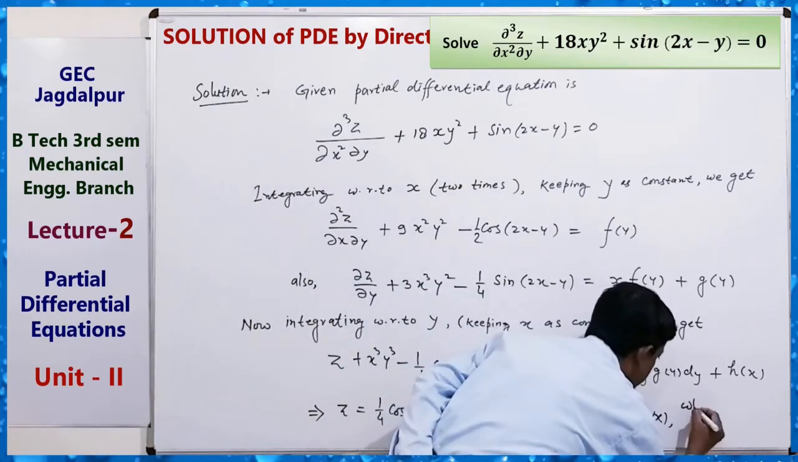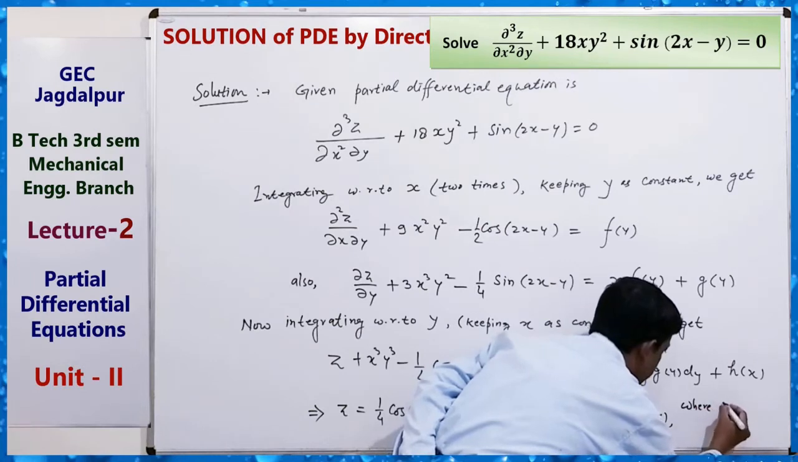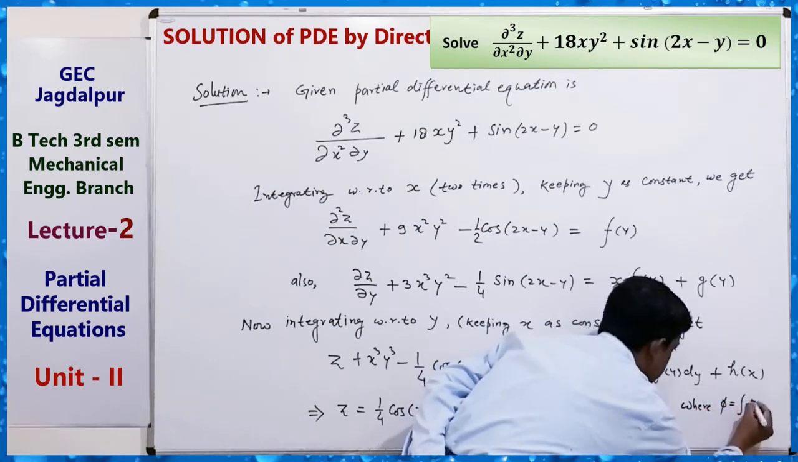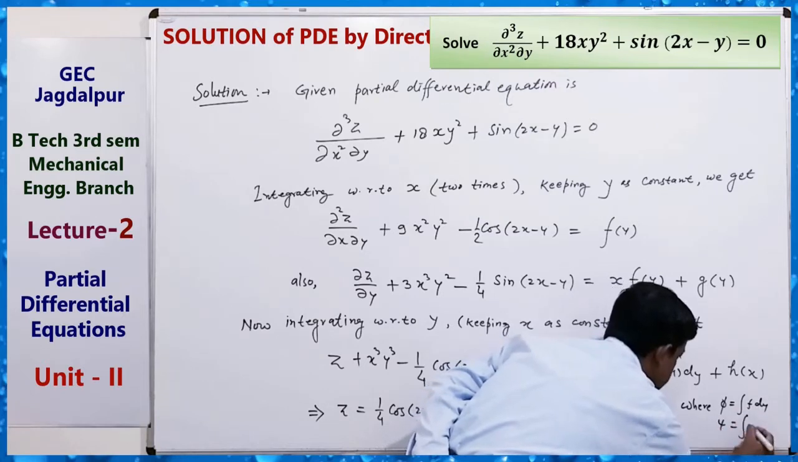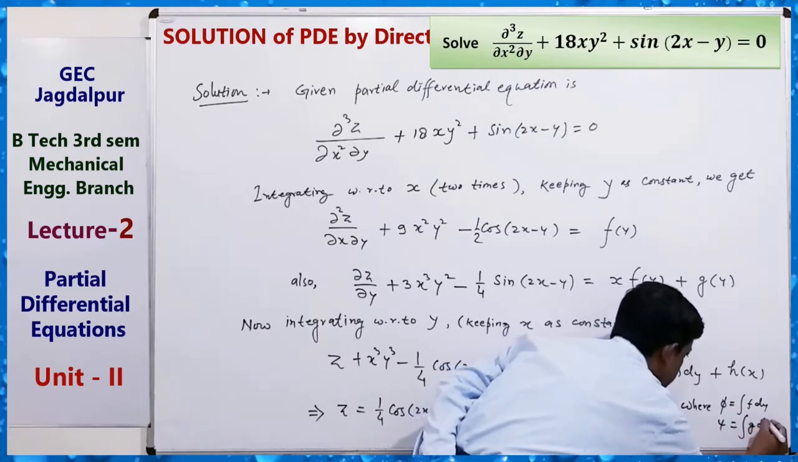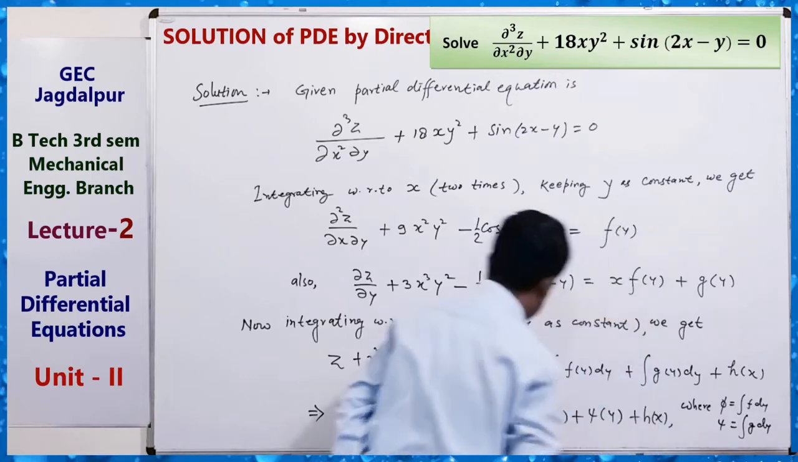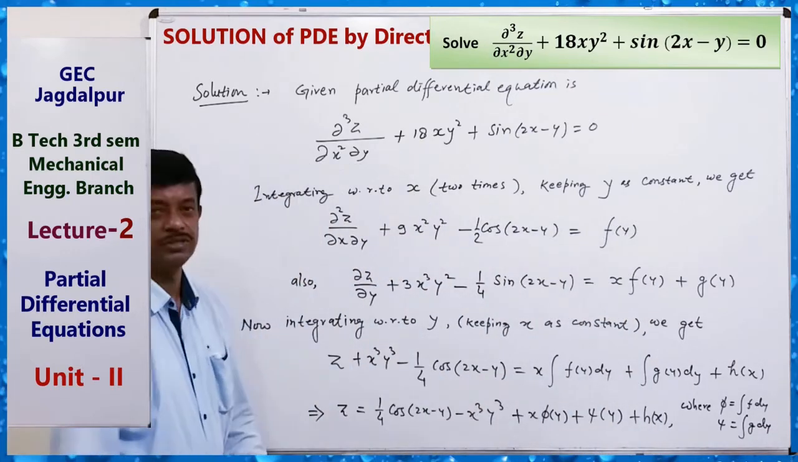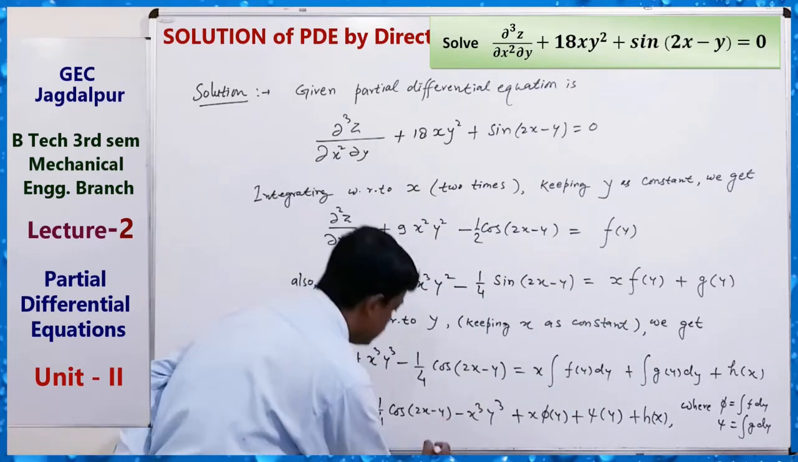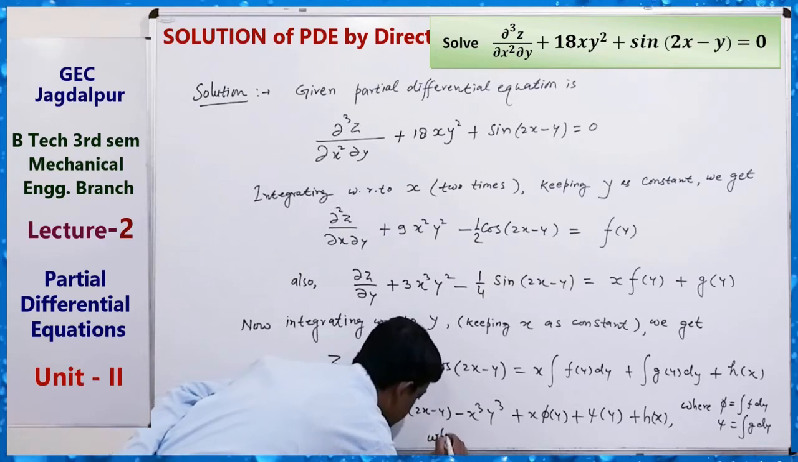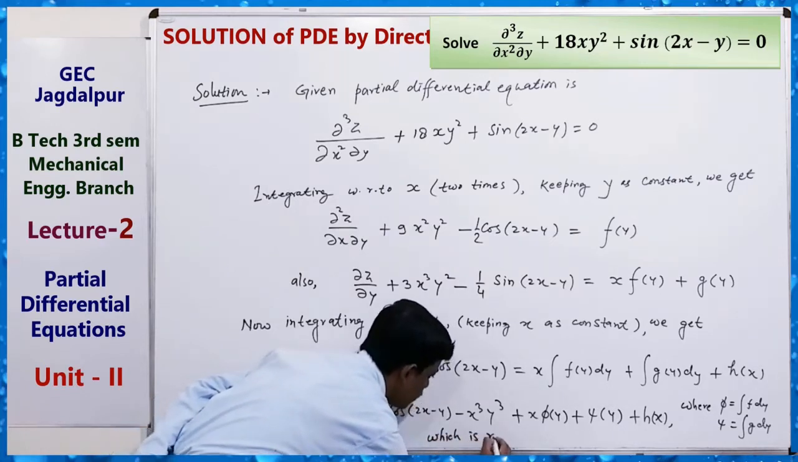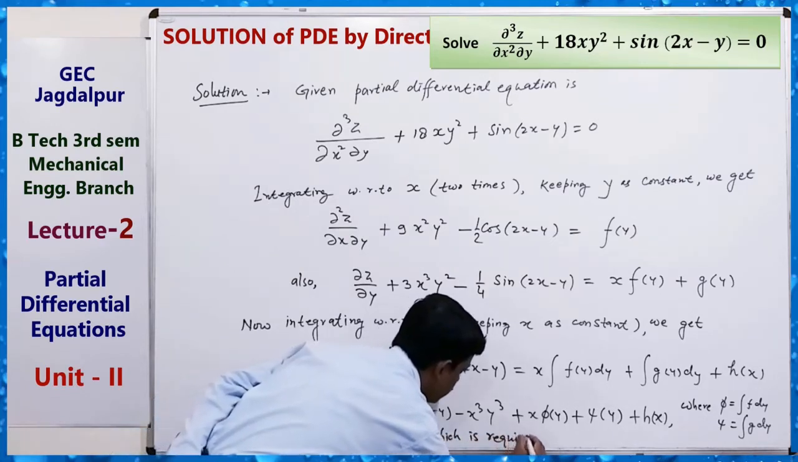Where phi equals the integration of f dy, and psi equals the integration of g dy. This is our required solution, which is the required solution.